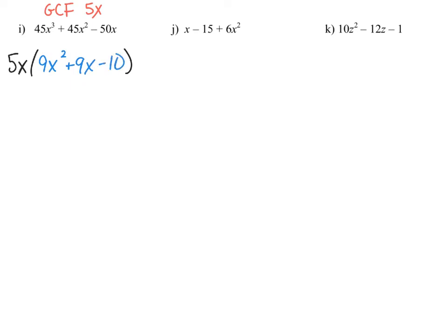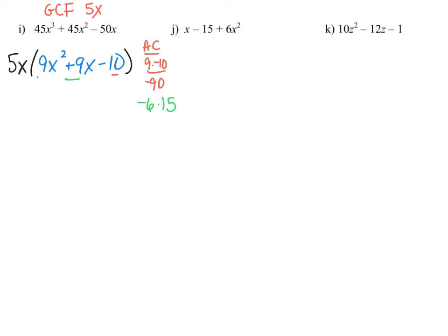Now with the trinomial inside the parentheses, we can use the AC method, where a is equal to 9 and c is equal to negative 10. 9 times negative 10 is negative 90. Listing the pairs of factors of negative 90 that will add up to that middle term of plus 9x, we find that pair of factors would be negative 6 and positive 15. The product is negative 90 and the sum is positive 9.